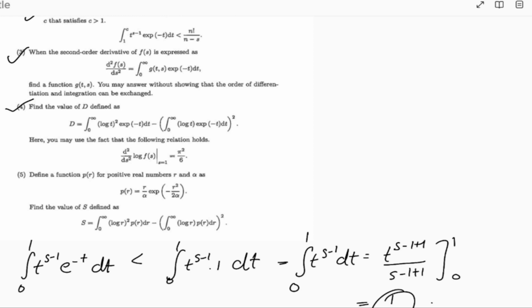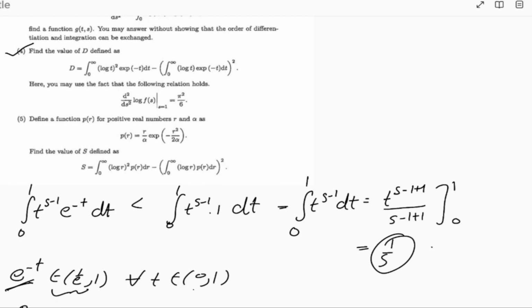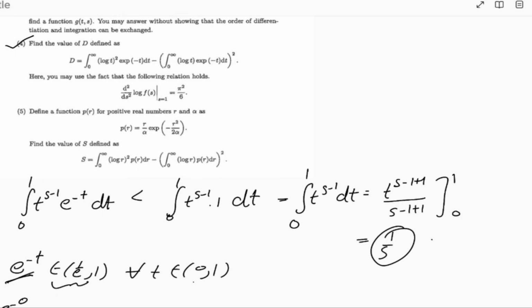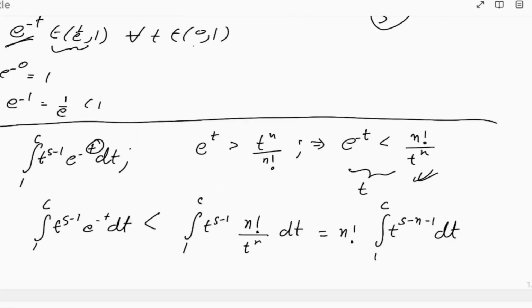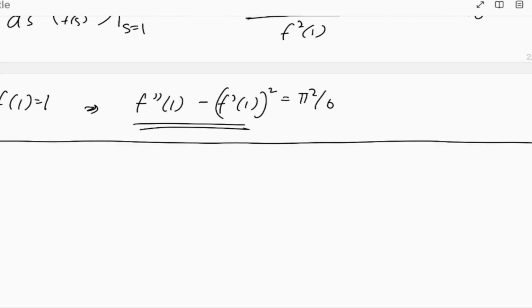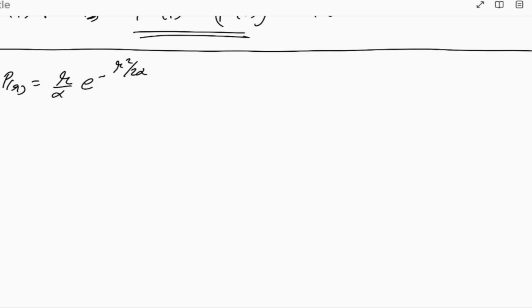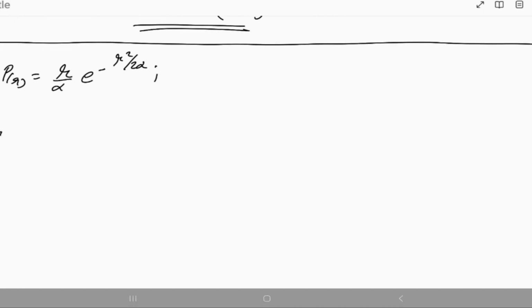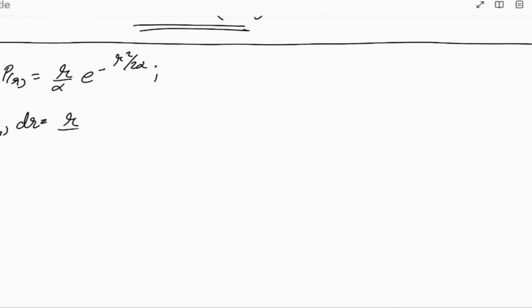And in the last part, they're saying that define a function PR for positive real number r and alpha in this manner, and then I have to evaluate s. Okay, so this is PR, r over alpha times e power minus r squared over 2 alpha. So PR dr becomes r over alpha e minus r squared over 2 alpha times dr.